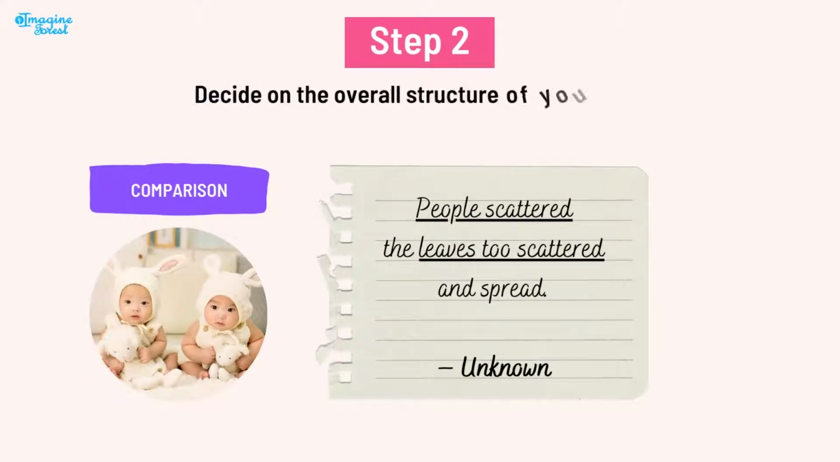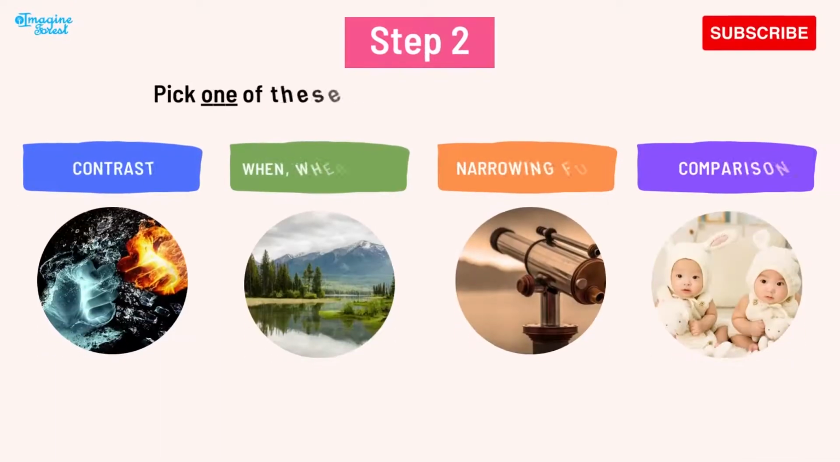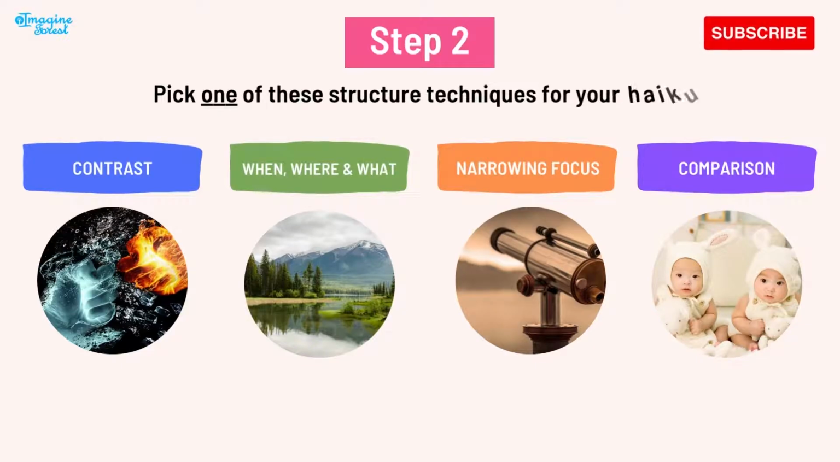The final technique is comparison. Comparison haikus make use of metaphors, or similes. They include 2 different images that are in some way similar to each other. Take a look at this example. In this example, the people scattered are similar to the scattered leaves. Now your task in this step is to pick one structure technique that you can use in your own haiku poem.